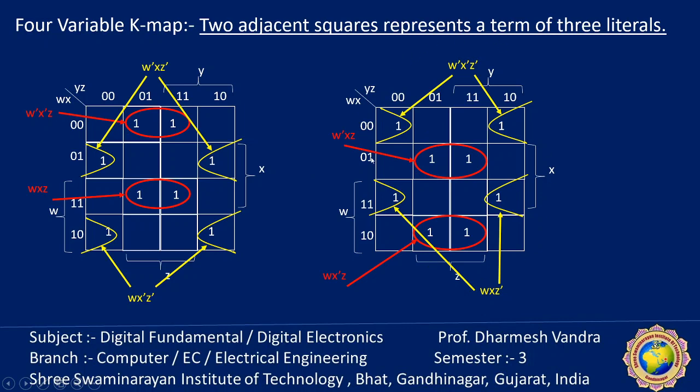This will become 0 1, w dash x, and z is 1, so z. Here 1 0, so w x dash, w is 1, x is 0, so x dash, and z is 1, so z dash. These two are w dash x dash z dash, and the third row is represented by w x z dash.